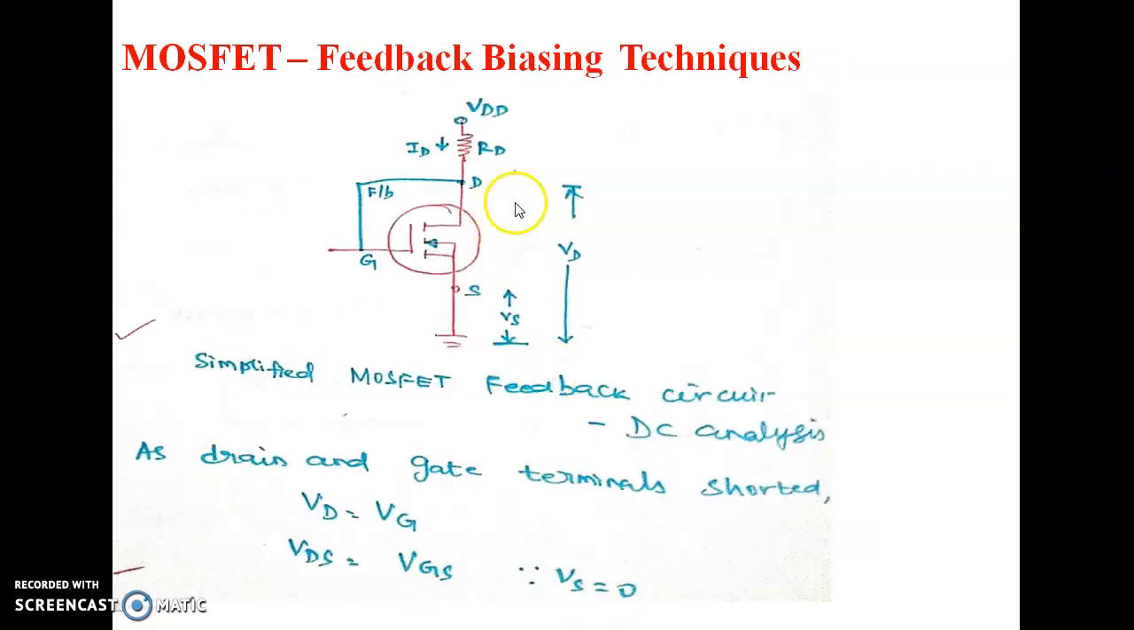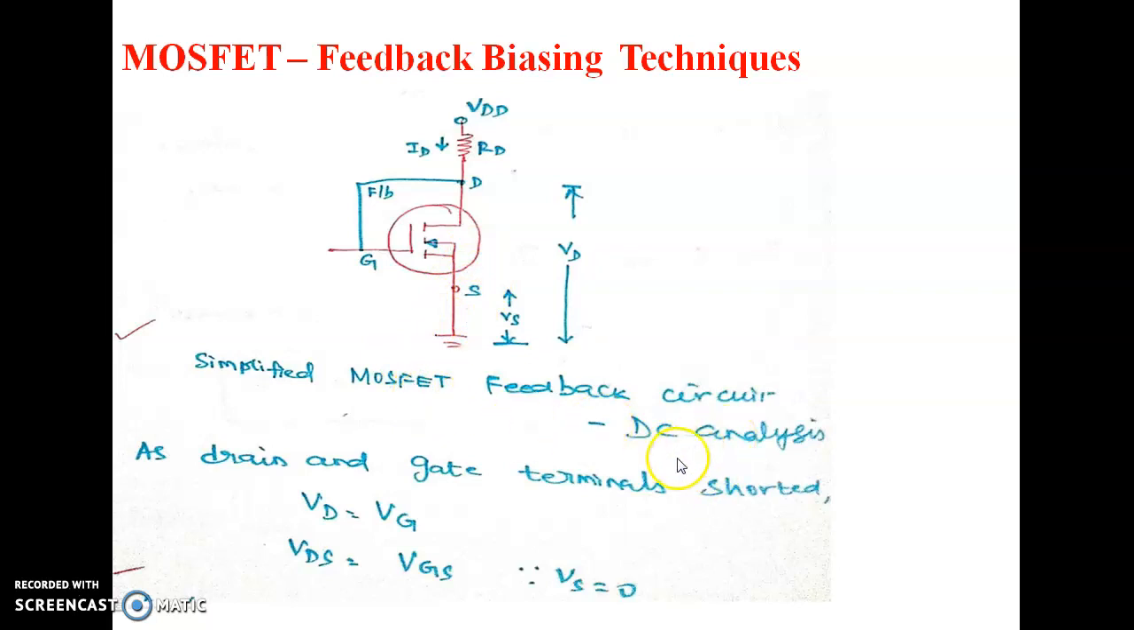Let us go for the feedback biasing technique. Here one of the important concepts is feedback, where the output is fed back into the input side. The drain D is connected to the input, that is the gate terminal. So this is the feedback biasing technique. RD is connected between the drain and the supply, and this one is the source. So this is a simplified MOSFET feedback circuit.